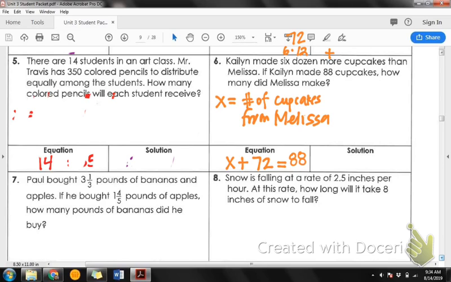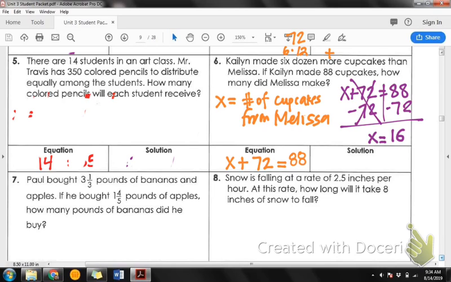Okay? If X plus 72 equals 88 is our equation, what do we do to solve that? Chelsea, what's the first thing you did? Find a variable, okay? And then put negative 72 underneath. So we're subtracting 72 from each side, right? So I get X equals 16. So that's 16 cupcakes that Melissa made. So 16 cupcakes by M, that's how many Melissa made.